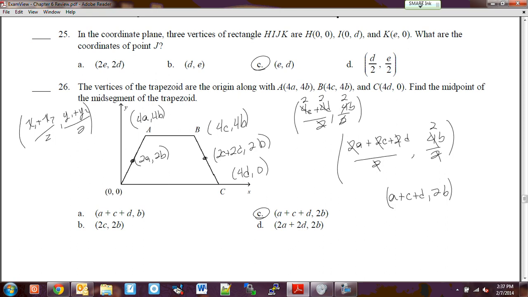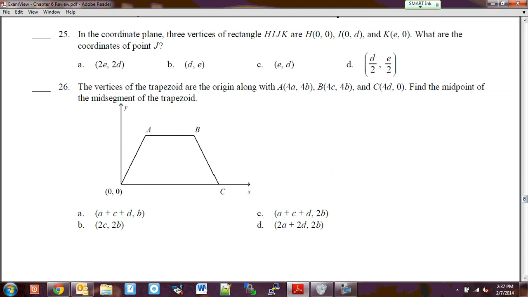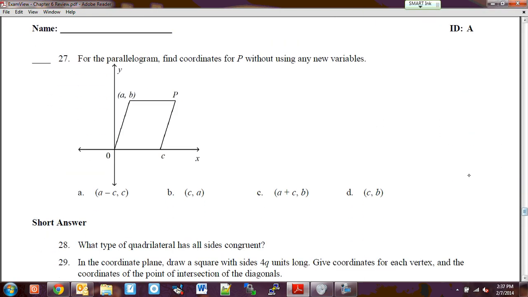All right, moving right along. 27 says, for the parallelogram, find coordinates P without using any new variables. All right, so we know this is C, so we can call this point C, 0. And then we know the height of this point is going to be the same height as this point, so we know it's going to be B. Now, we know the distance from here to here is A because that's the x-coordinate of this point. So we had to go over A before we went up to this point. So we know this is distance A.